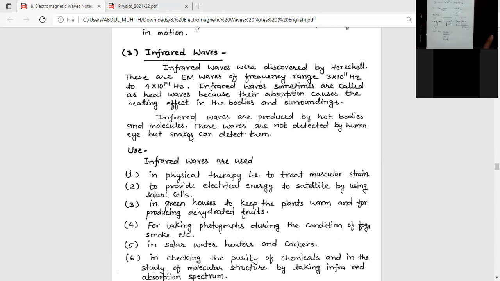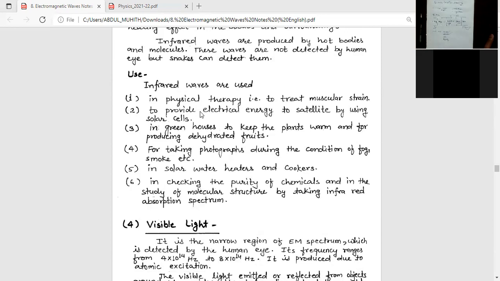Next, where are infrared waves used? In physiotherapy. You know physiotherapy. Suppose there is any muscular strain or sprain in the body, then we use this physical therapy. When you go to physiotherapy, they will connect the electrodes and the infrared waves are given to that portion of the body, so your muscles will relax.